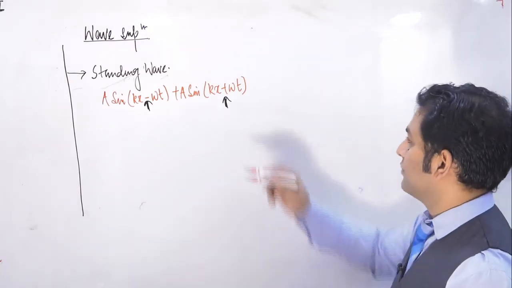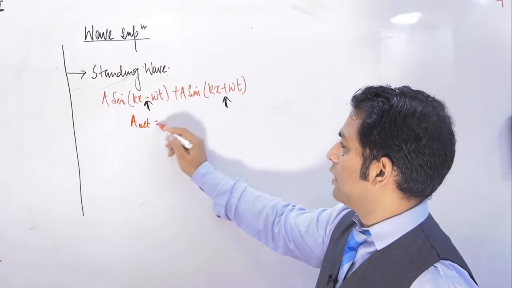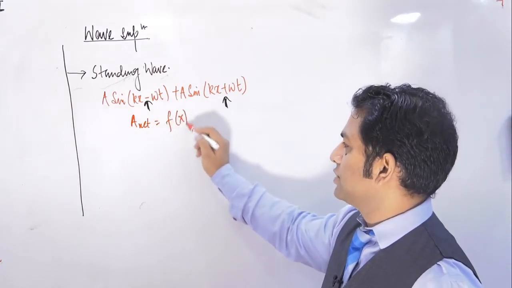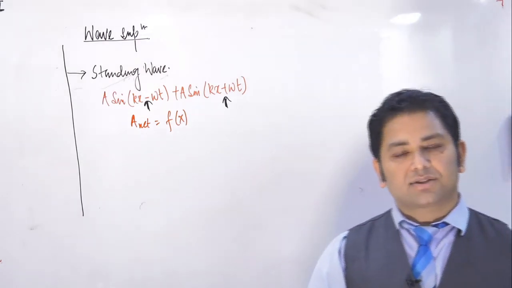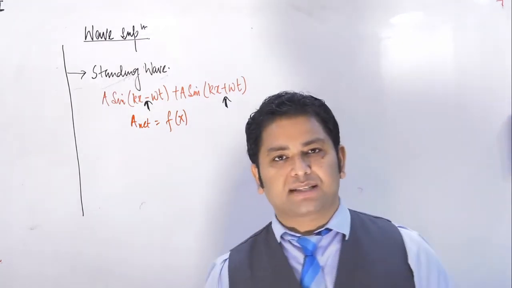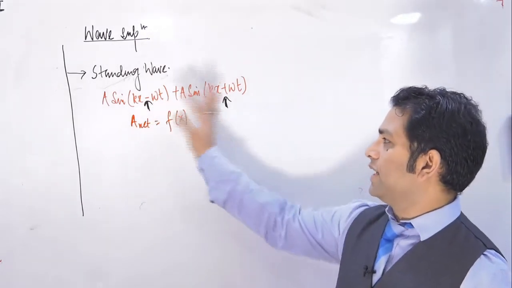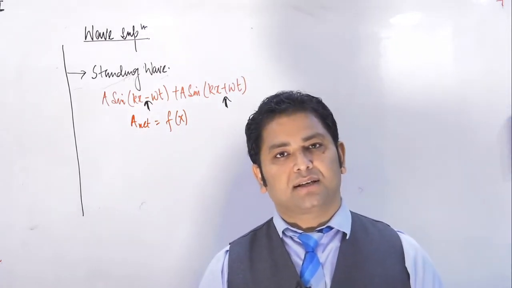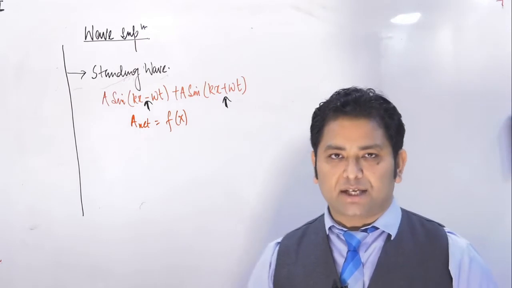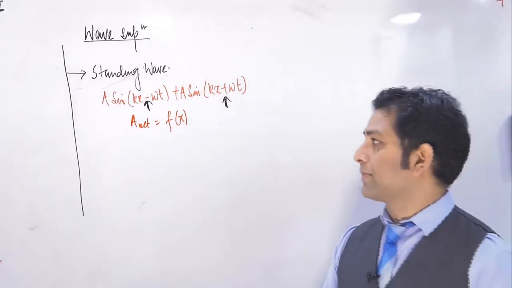And if you get a standing wave, the resultant amplitude will always be a function of position. So that is what we call a standing wave. This is the chief characteristic of a standing wave: it is formed whenever two waves in opposite direction superimpose, and the outcome is that the resultant amplitude is a function of position.